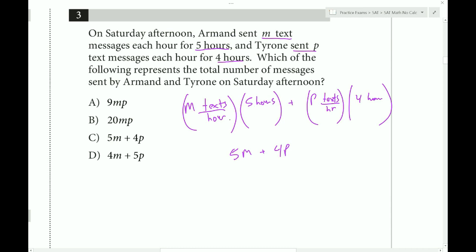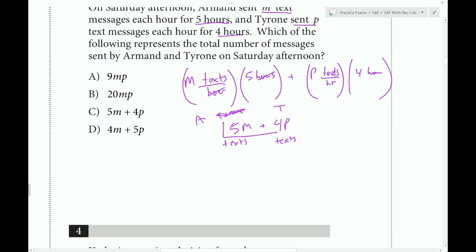Now the reason why I set it up this way is so the hours cancel out. Right? If I was to multiply these, the unit of hours would cancel, and I would get 5m texts. So this is the number of texts that the first person sent, which is Armand, and this is Tyrone. But you get the idea. 5m plus 4p would be the total. Choice C.